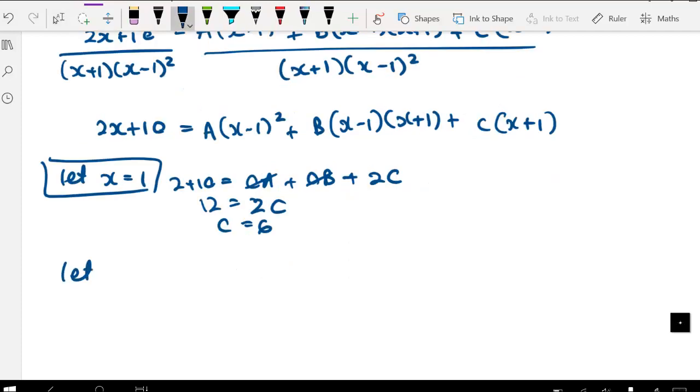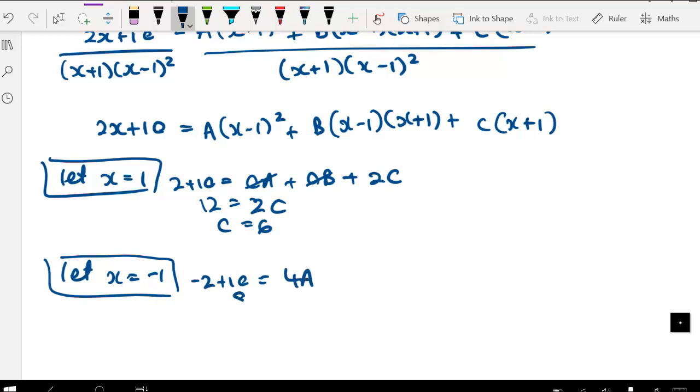When we let x equal negative 1 is the other one that will work. So negative 1, because when we sub in negative 1, all the x plus 1s will be 0. So because the B and C will be 0, we just end up with negative 2 plus 10 will be equal to negative 2 squared, which is 4A. So 8 is equal to 4A, and then A is equal to 2.